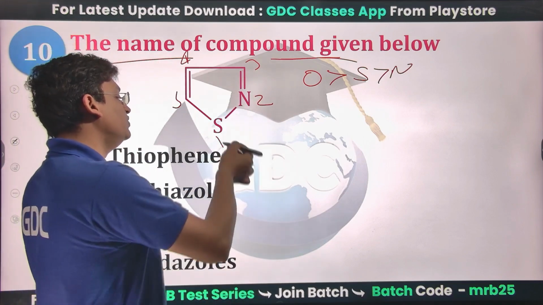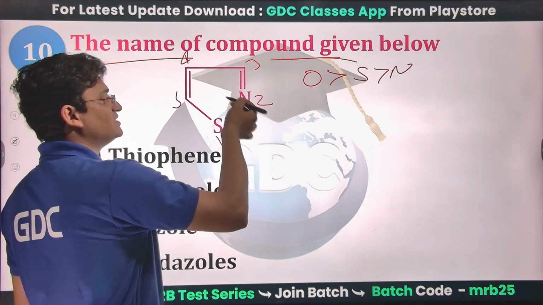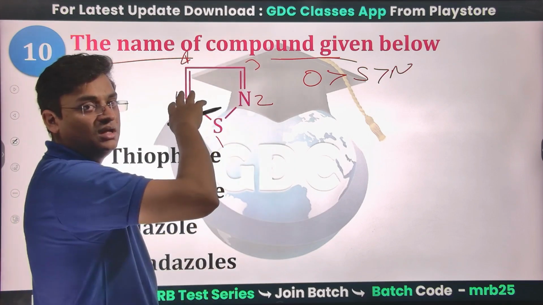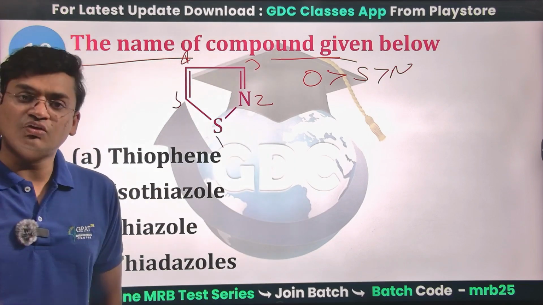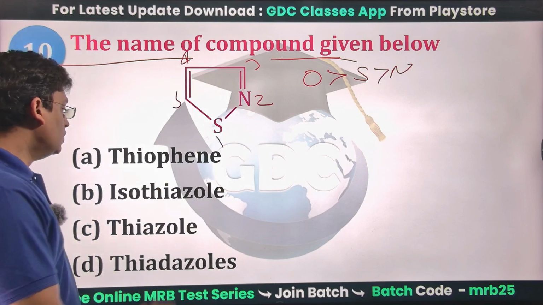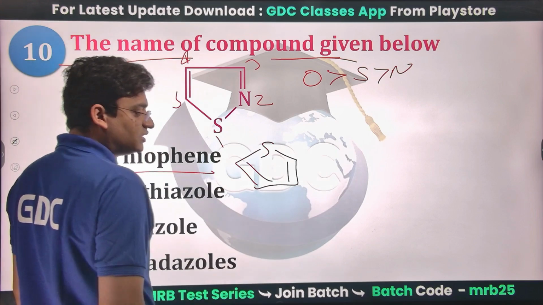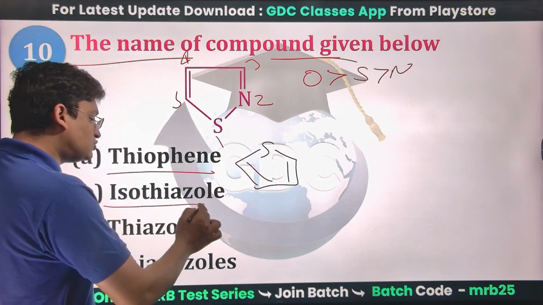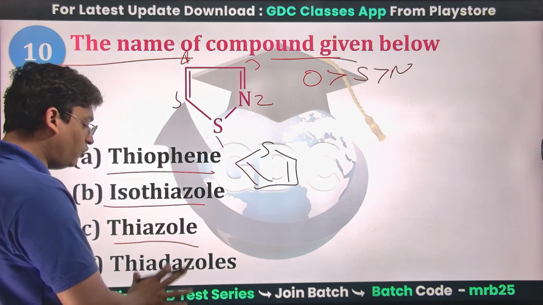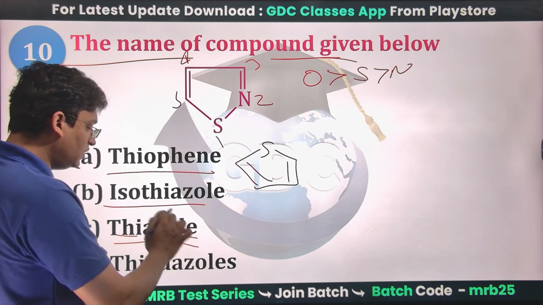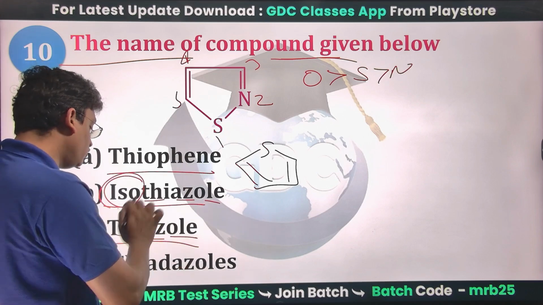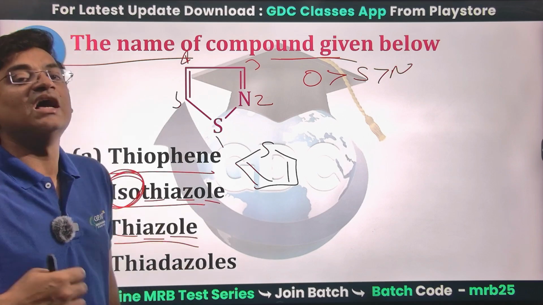First we use sulfur, so thia, and then it's a 5-membered, unsaturated ring, so ole. So thiophene. Thiophene is just a 5-membered ring containing sulfur. Isothiazole and thiazole: both have thiazole. So what do we mean by this iso? Iso means isomer.